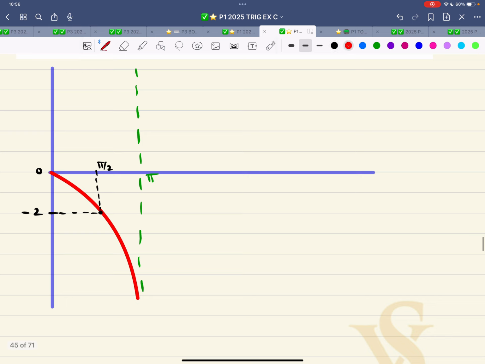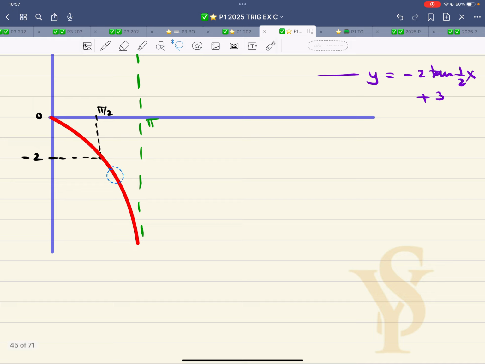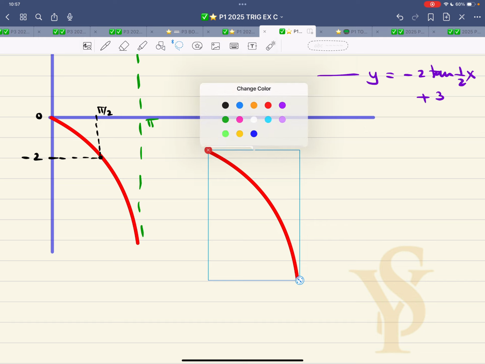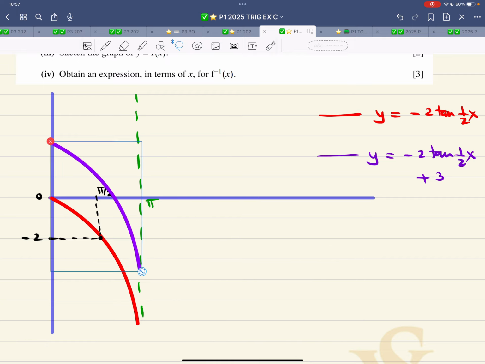So the red one is y = -2 tan(x/2), and the purple one will be y = -2 tan(x/2) + 3. We will be shifting it 3 units up. Now let me grab this thing, copy, paste it over here and change the color to purple. Then let's move it 3 units up. When we move it 3 units up, what happens to the 0? The 0 will also be moving 3 units up.